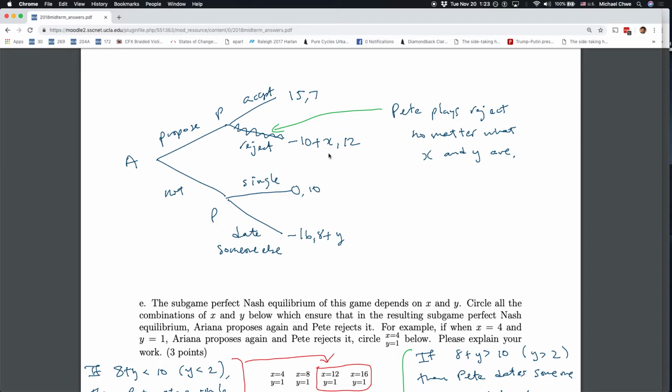Okay, if I can make Pete date somebody else, then Ariana really doesn't like that. So then I don't have to bribe Ariana as much. Do you see what I'm saying? Okay.